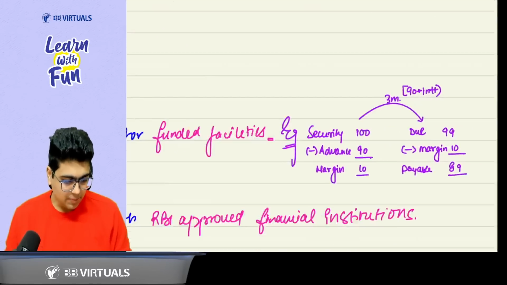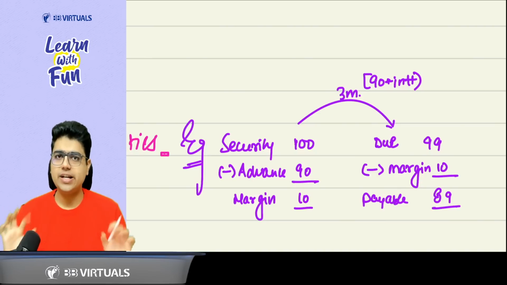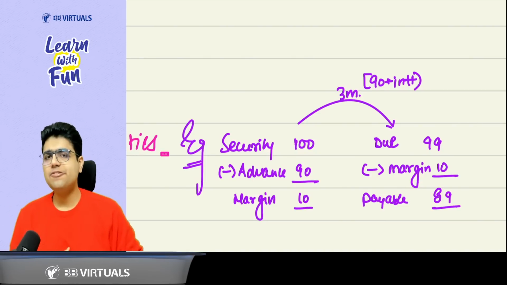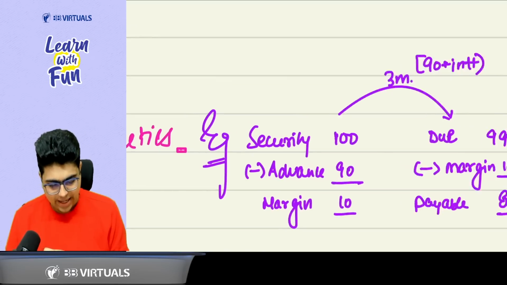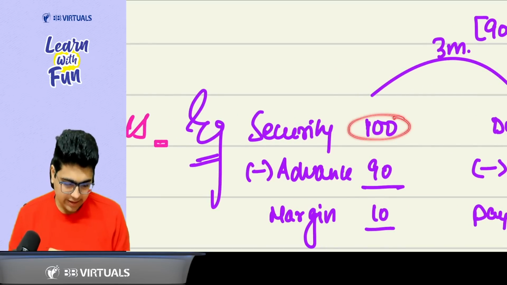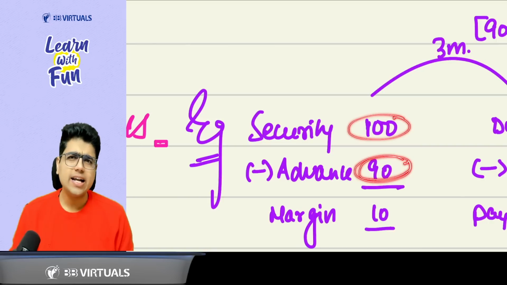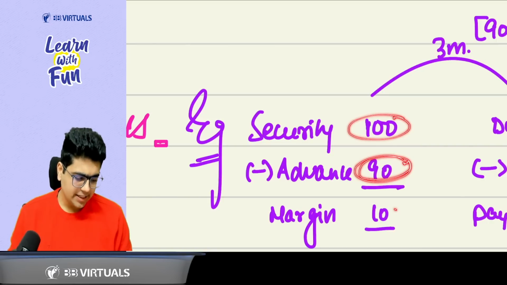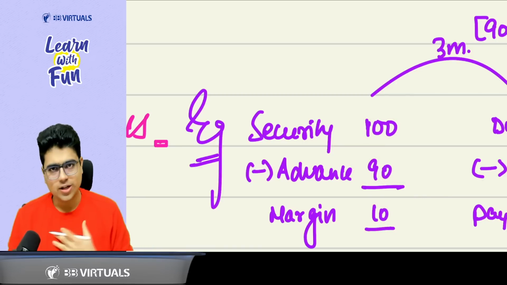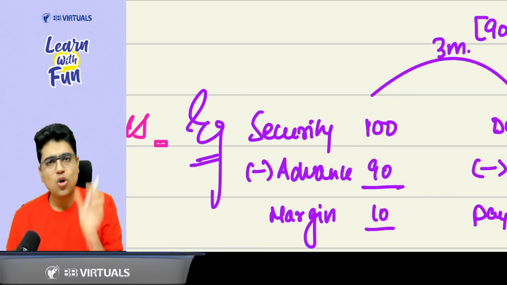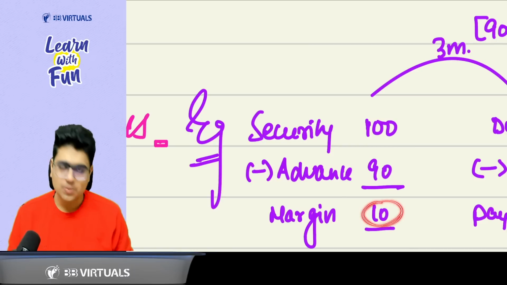Sir, what is the next part? Everyone try to understand. Every bank gives some funded facilities in the form of advances. Now let's say the bank has taken a security of rupees 100, but it gave an advance of only rupees 90. Sir, why only 90 and why a security of 100? Baba, it needs to keep some margin of 10 rupees. So the bank already has 10 rupees of the borrower.